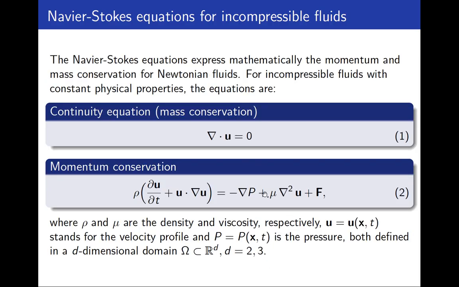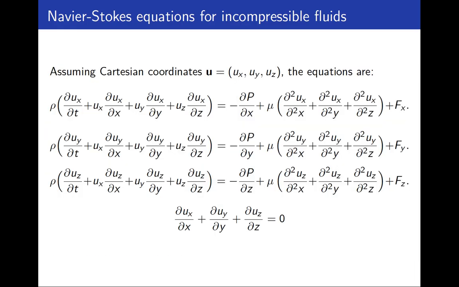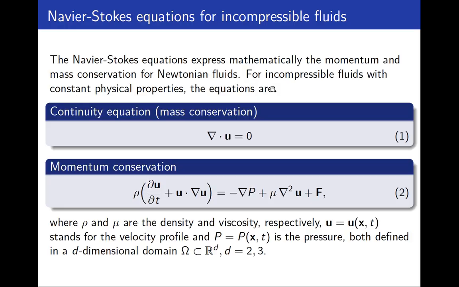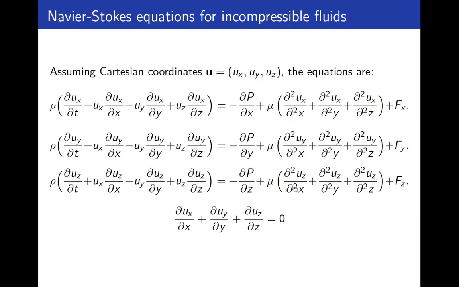Even though it looks like we have two equations, if we assume Cartesian coordinates, our velocity profile will have three components: a velocity in the x direction, a velocity in the y direction, and a velocity in the z direction. So these two equations are actually a system of 4 partial differential equations. This is the full system of equations.